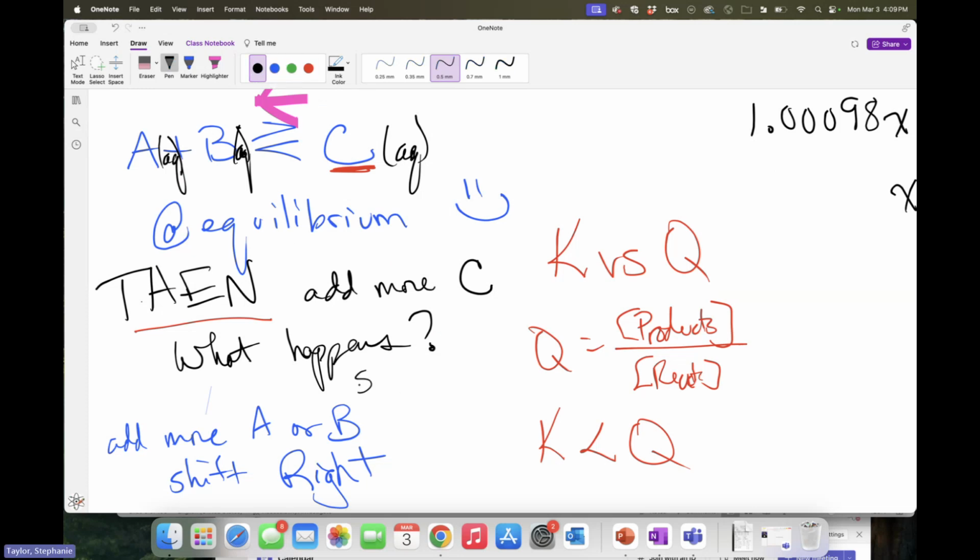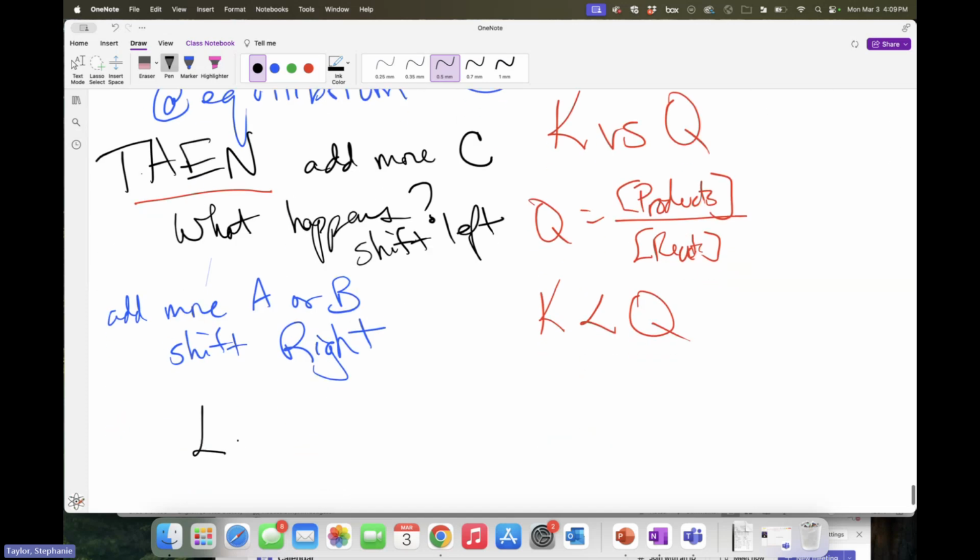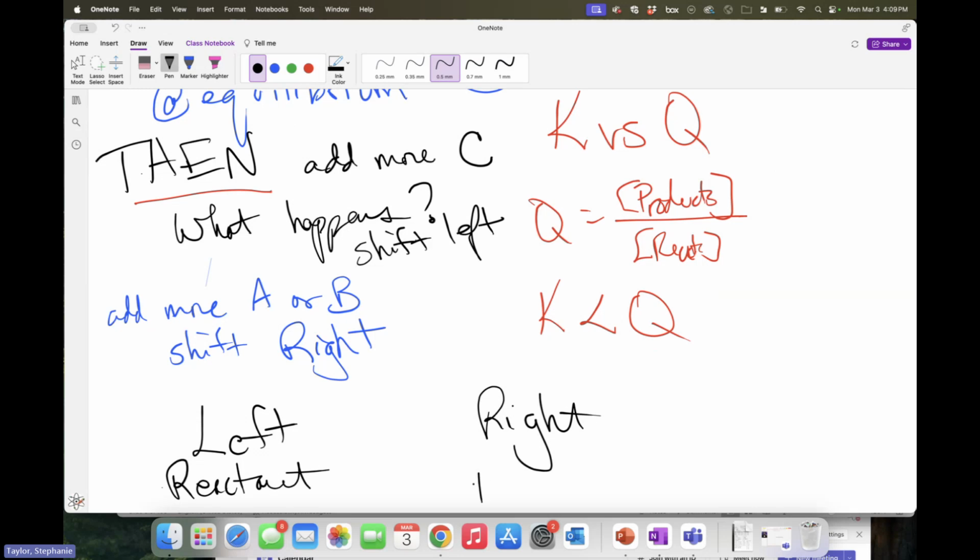Add more C, I shift left. And anytime we say shift left, we mean towards reactants. Anytime we say shift right, we mean towards products. So that's another thing to keep in mind: left is where your reactants are. Right is where your products are. So even though we could say shifts towards reactants or shifts towards products, we usually just say shift left, shift right.